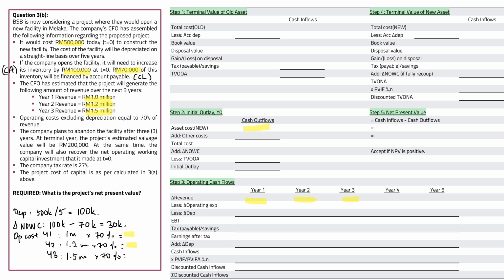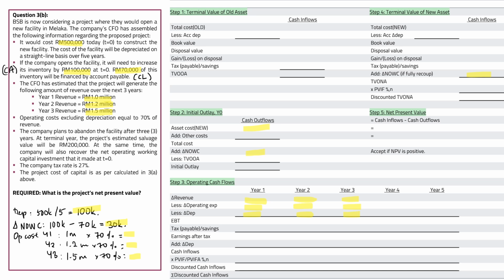Whatever you get here, you plug it in here. Okay, depreciation 100K, we put it in here as well. Change in working capital 30,000, we put it here, and also here. Let's put it here for now, see what the question says, okay? Because look at my notes, it says terminal value of new asset. You add back the change in working capital if it is fully recouped. Let's come back to the question.